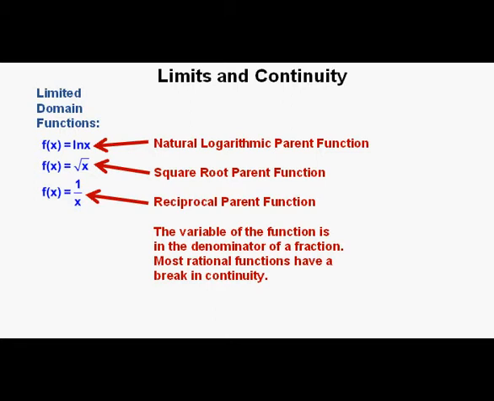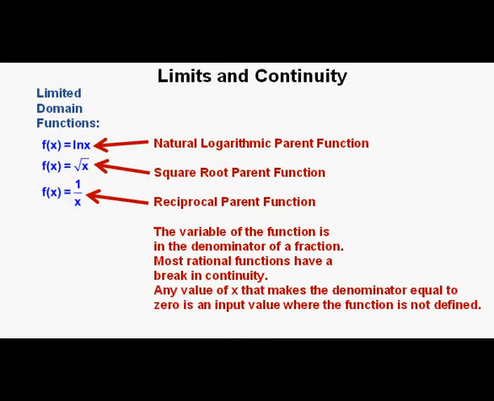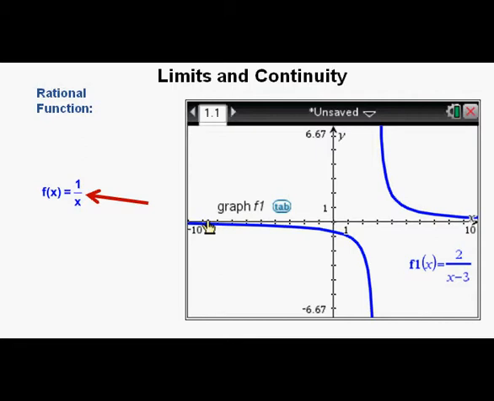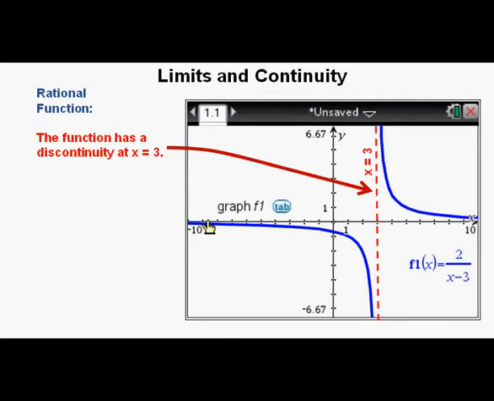Most, though not all, rational functions have a break in continuity. Specifically, any value of x that makes the denominator of a fraction equal to 0 is an input value where the function is not defined, because division by 0 in mathematics is not defined. Honing in on rational functions, we'll first look at the function f of x equals 2 over x minus 3. In this case, the function is not continuous over its domain and has a discontinuity at x equals 3.